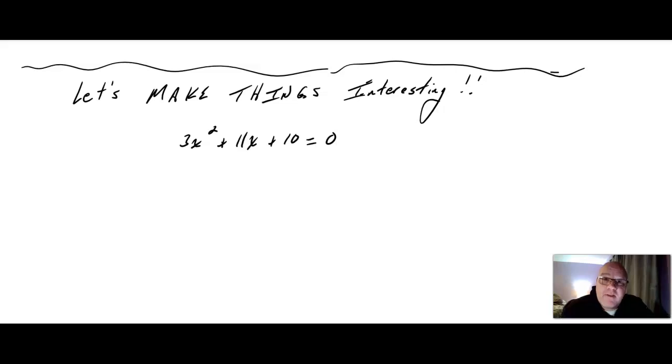In the next part of Let's Make Things Interesting, we find ourselves with a quadratic equation set equal to 0. So this, we actually have to solve for x. We want to find the value of x that causes this thing to be 0. I notice that I have this coefficient out in front, a quadratic coefficient. It's a 3. But I look at the 11 and I look at the 10 and I say, can I factor anything out of there?